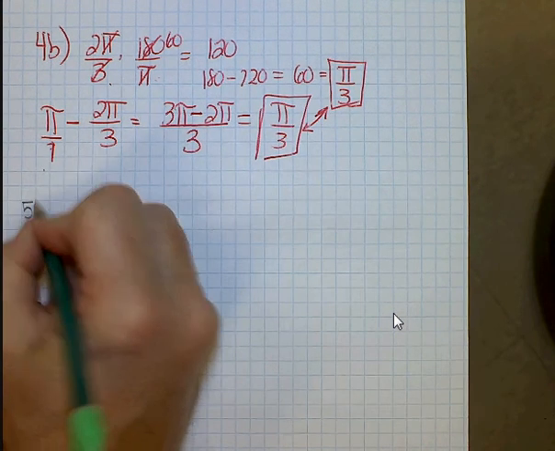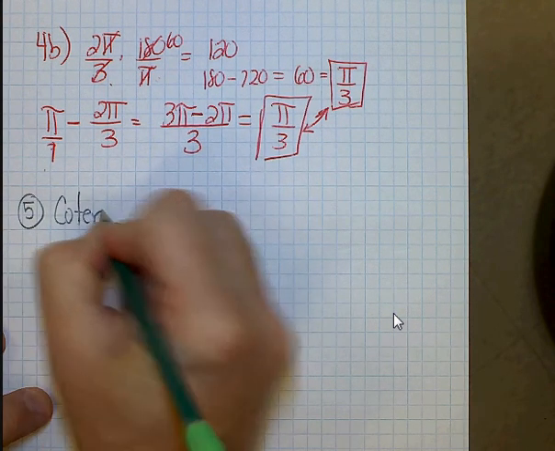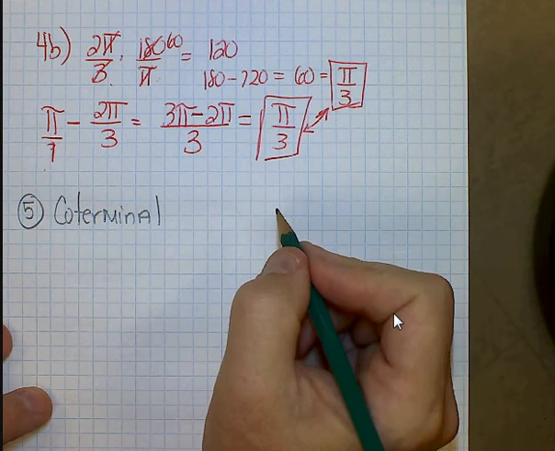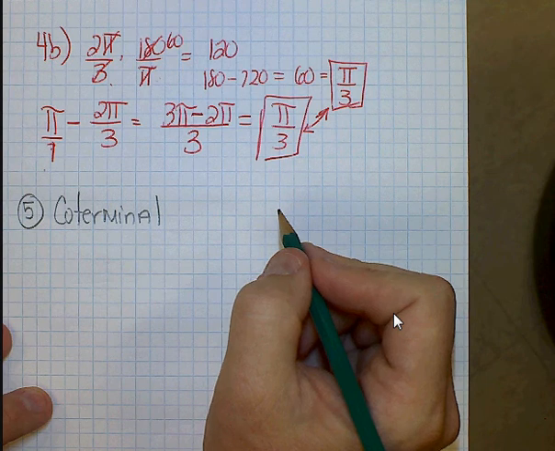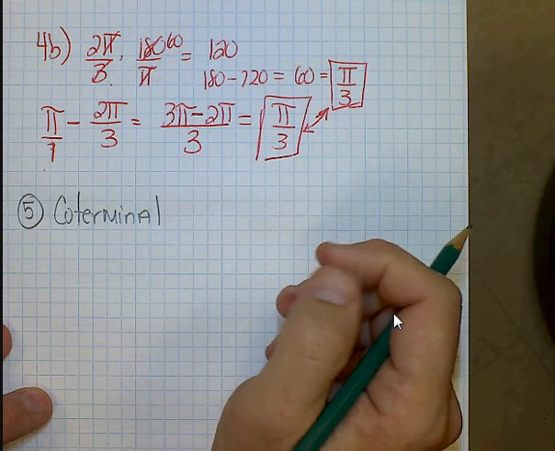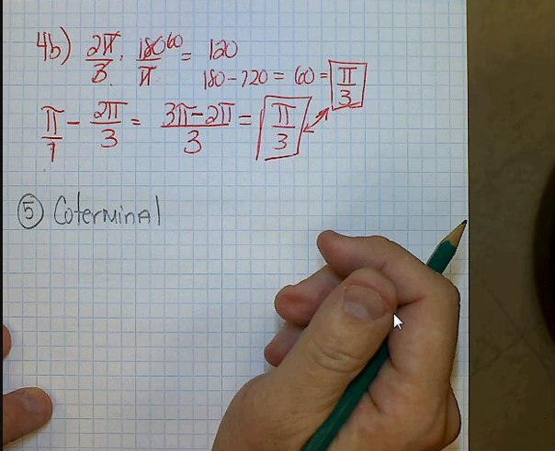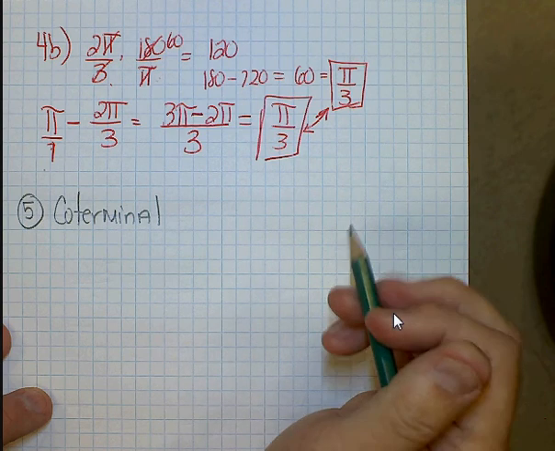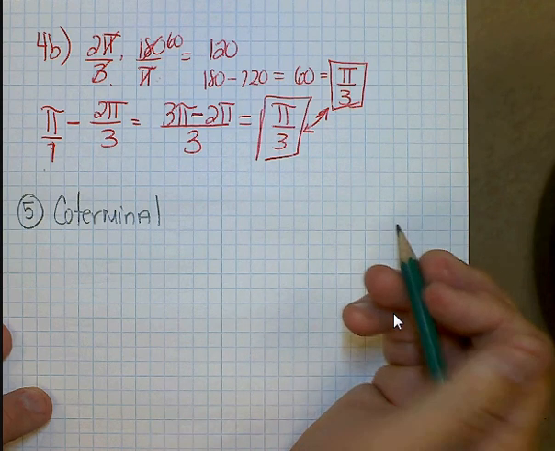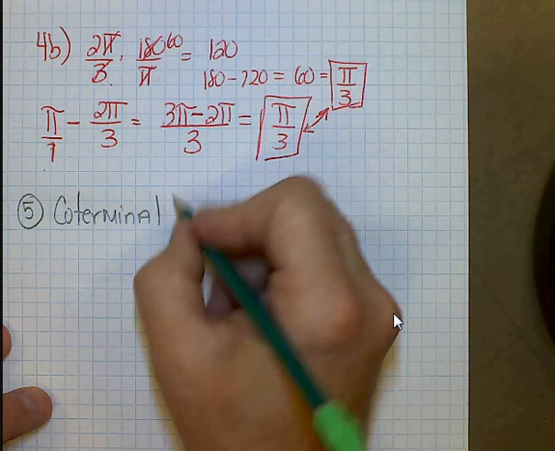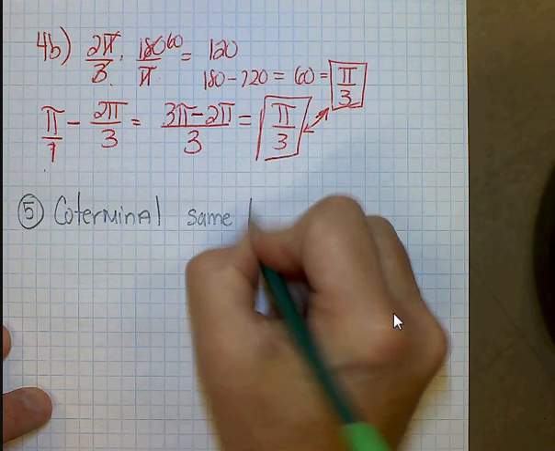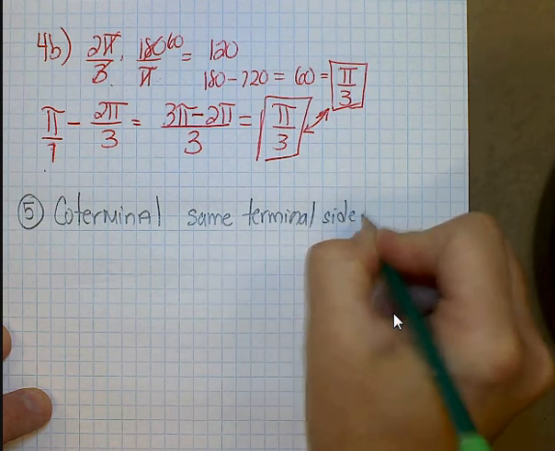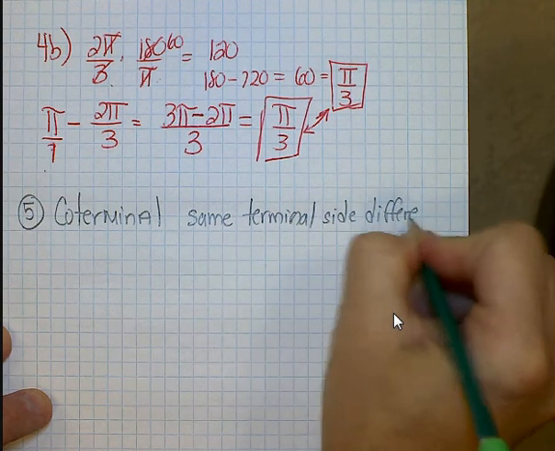Number 5, same thing this time. This time I use the word coterminal. Does anybody know what coterminal means? Yeah, on the 4B one, you're looking for the supplement. Right. Okay, yeah. 180 minus 120 is your pi over 3 or 60? Okay, coterminal. What does coterminal mean? Same terminal side, different angle measure.